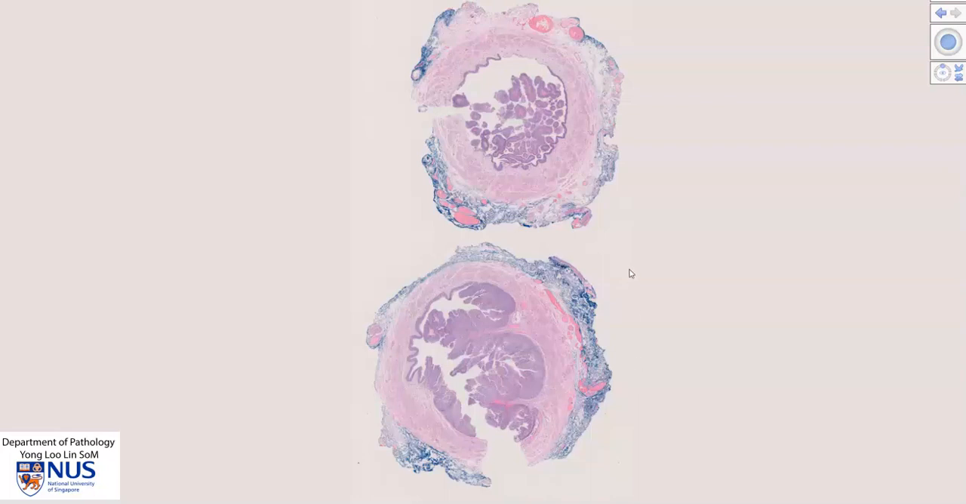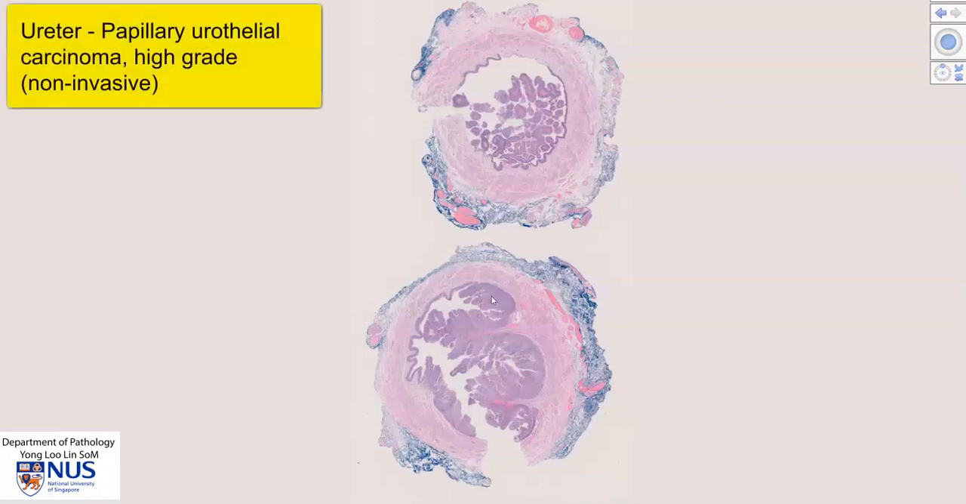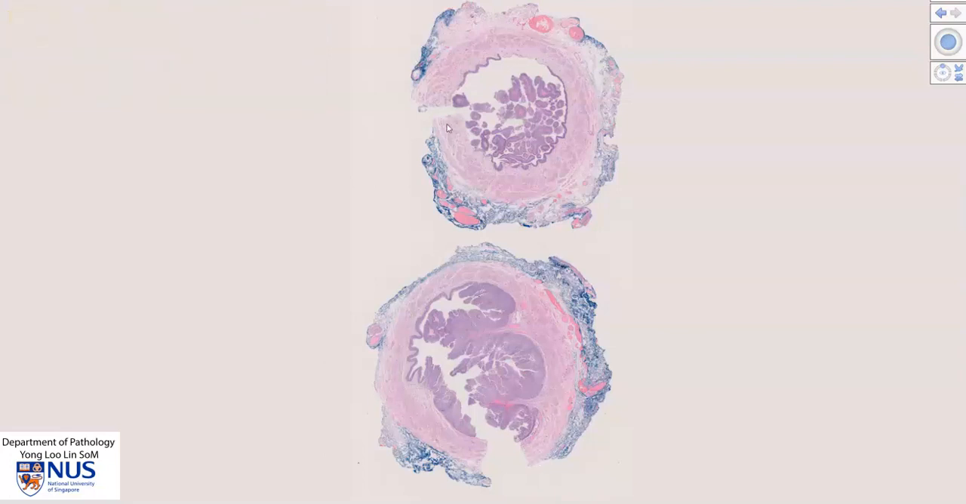Hello, this is a virtual microscopy slide showing a case of urothelial carcinoma, specifically non-invasive papillary urothelial carcinoma, high grade, involving the ureter. So we are looking here at two cross sections of the ureter, and as you know, the ureter is a tubular structure.